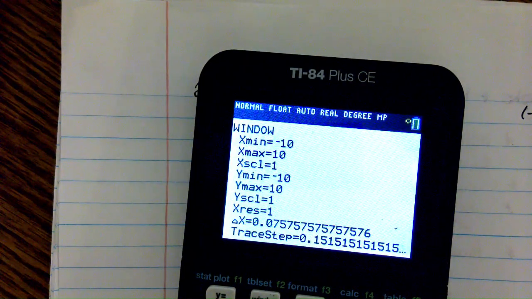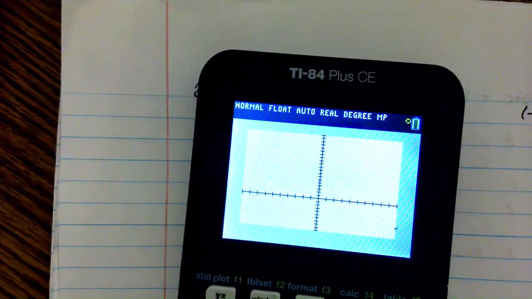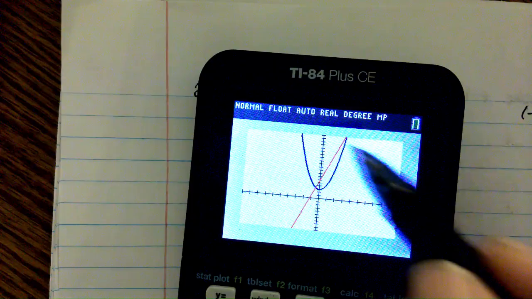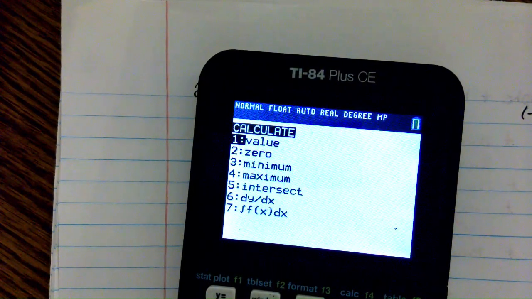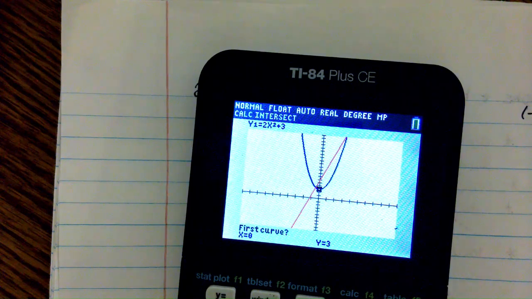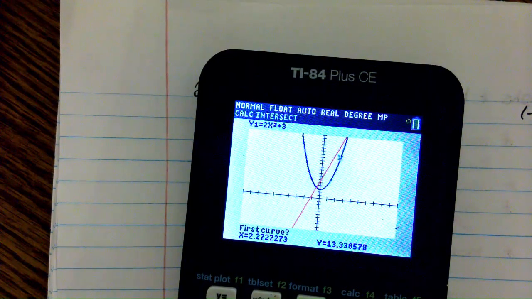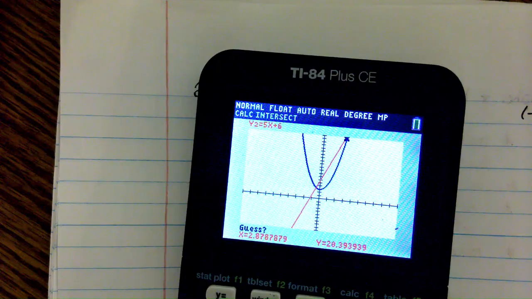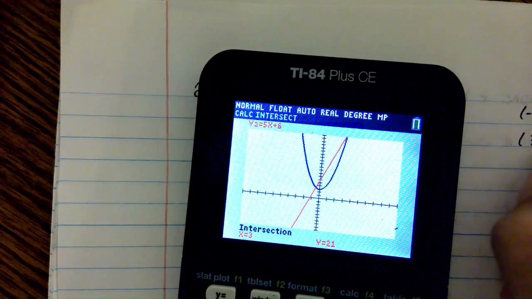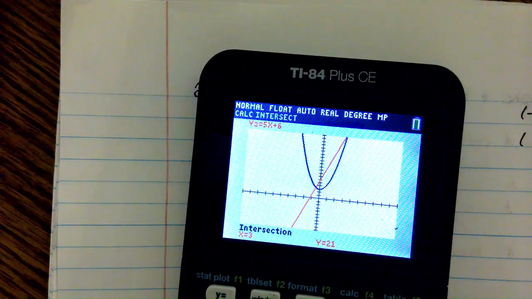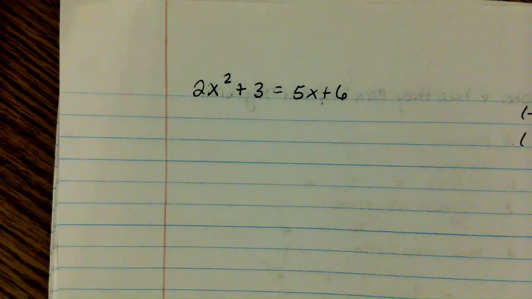So if I go in my window, now I just got to go up higher, right? So I'll go up to 20. Graph. They do meet again. Okay, so calculate an intersection. Arrow over close to it. I'm on the blue, I'm on the red, I'm guessing. 3, 21. Okay.